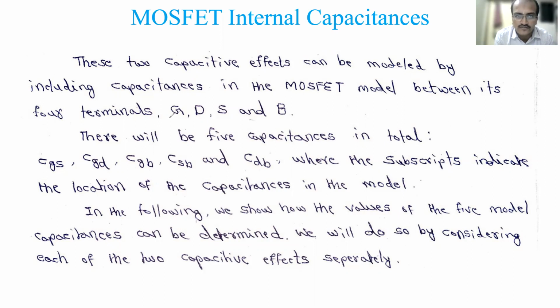What are the 4 terminals of the MOSFET? One is gate, drain, source, and the body. Body is nothing but the P-type substrate. That also is considered one of the terminals. So there will be 5 capacitances in total. So how is it denoted? Between gate to source, imagine that picture, whatever I showed you very first.